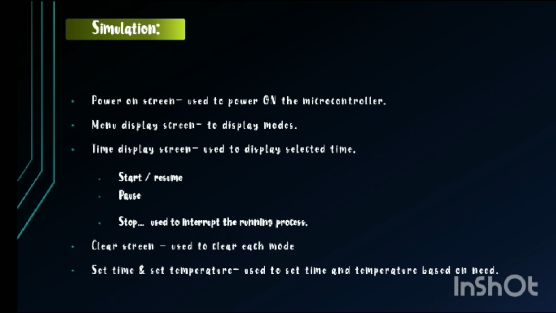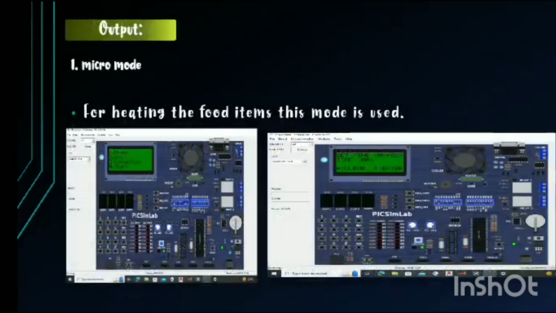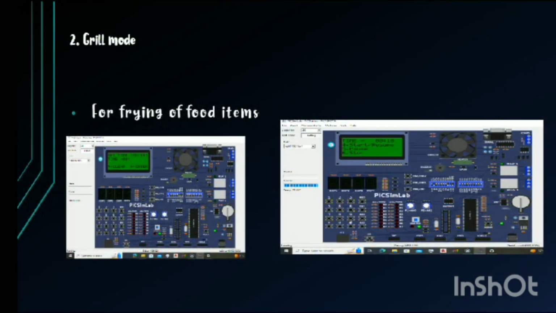The next topic is output of this project. These below two figures are showing the output for micro mode, and micro mode is used for heating the food items. And the next mode is grill mode. Grill mode is used for frying of food items. These two figures are showing the output of this grill mode.